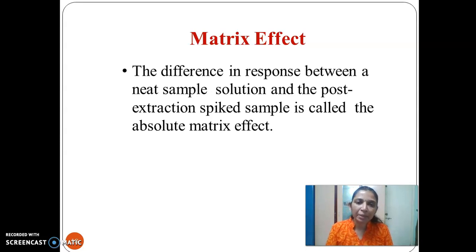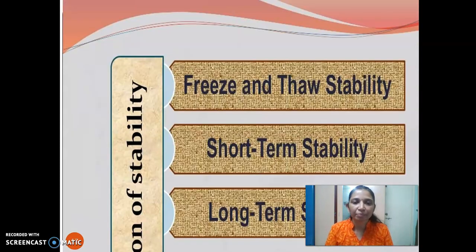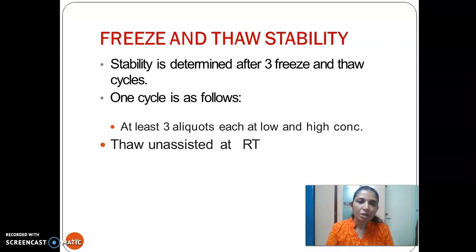So matrix effects. What is meant by matrix effect? The difference in response between neat sample solution and the post-extracted spike sample is called absolute matrix effect. So here we also have to determine matrix effect with the help of the bioanalytical method. The next, stability study. Here there are three types of stability study: freeze and thaw stability, short term stability, long term stability. So first we'll see freeze and thaw stability.